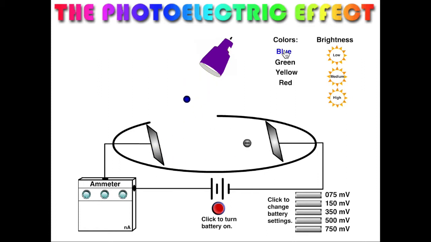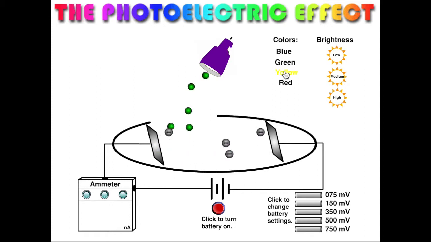As we all know, blue photons have more energy than green, then yellow, and then red. So what happens when we switch to green photons? Now, if you notice, when we switch to green photons, fewer electrons are being emitted. Of course, the same phenomenon will happen when we increase the brightness. But again, I repeat, fewer electrons are being emitted when we compare the blue photons with green photons.